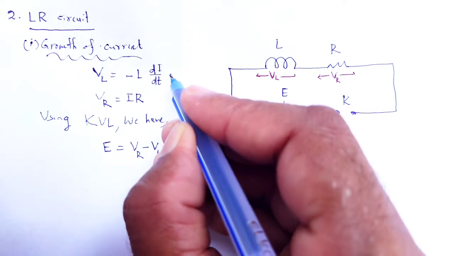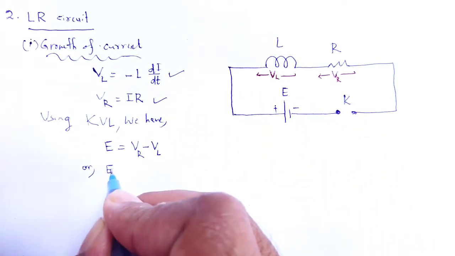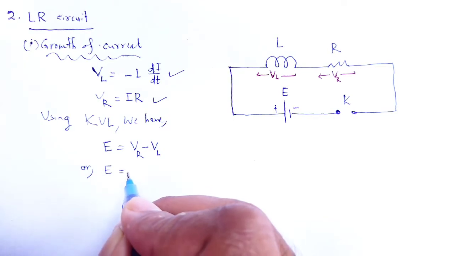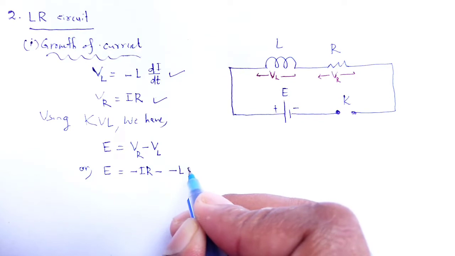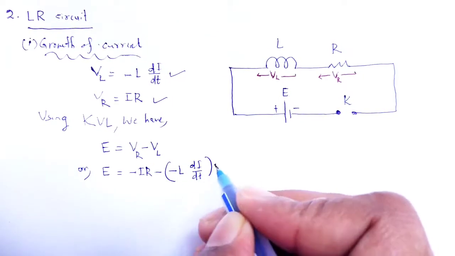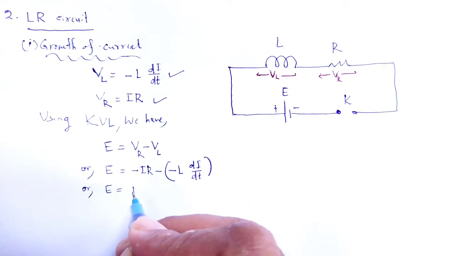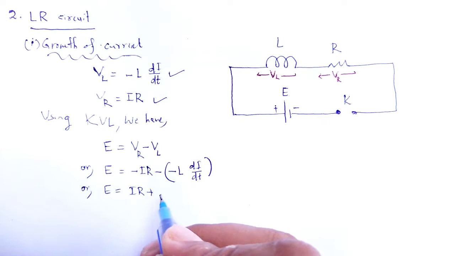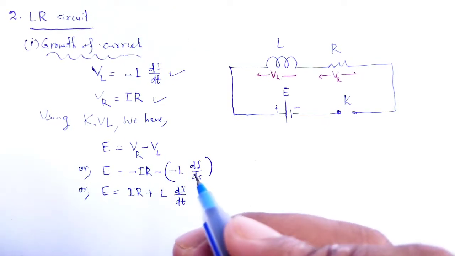Now, the values are put here. We have E is equal to IR minus of minus L di by dt, minus minus plus. So, E is equal to IR plus L di by dt.